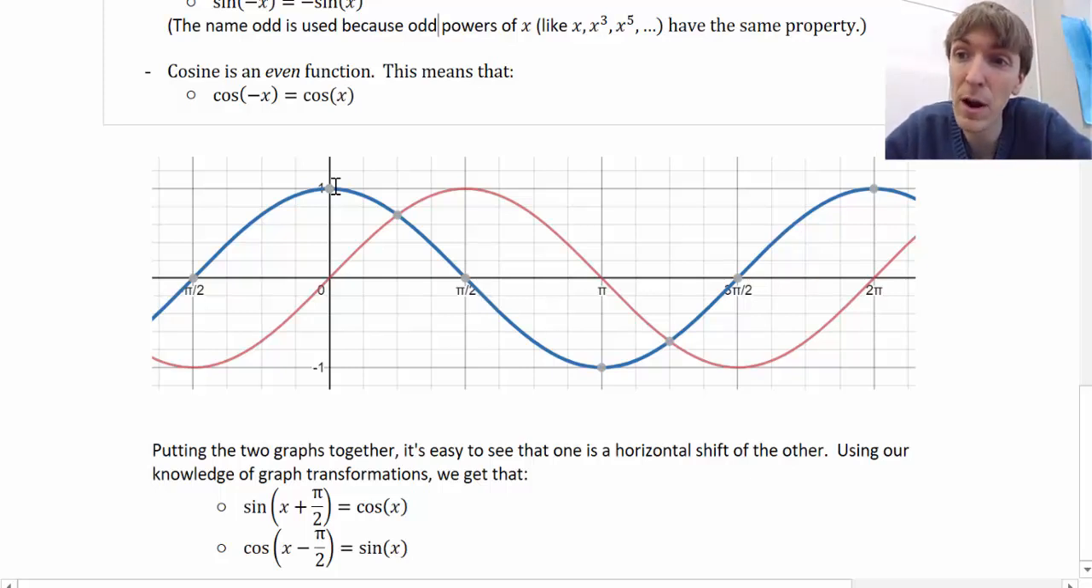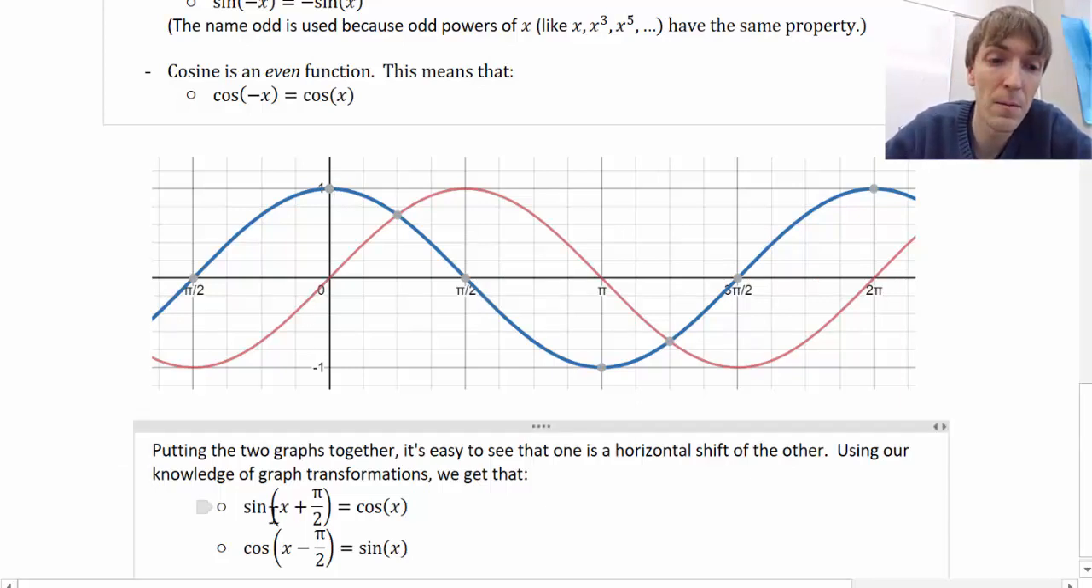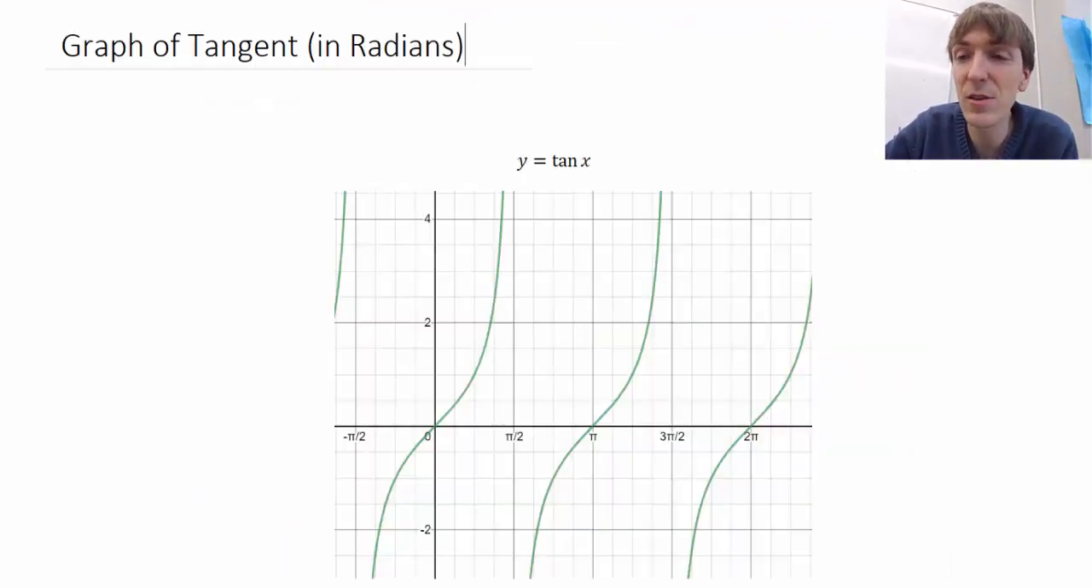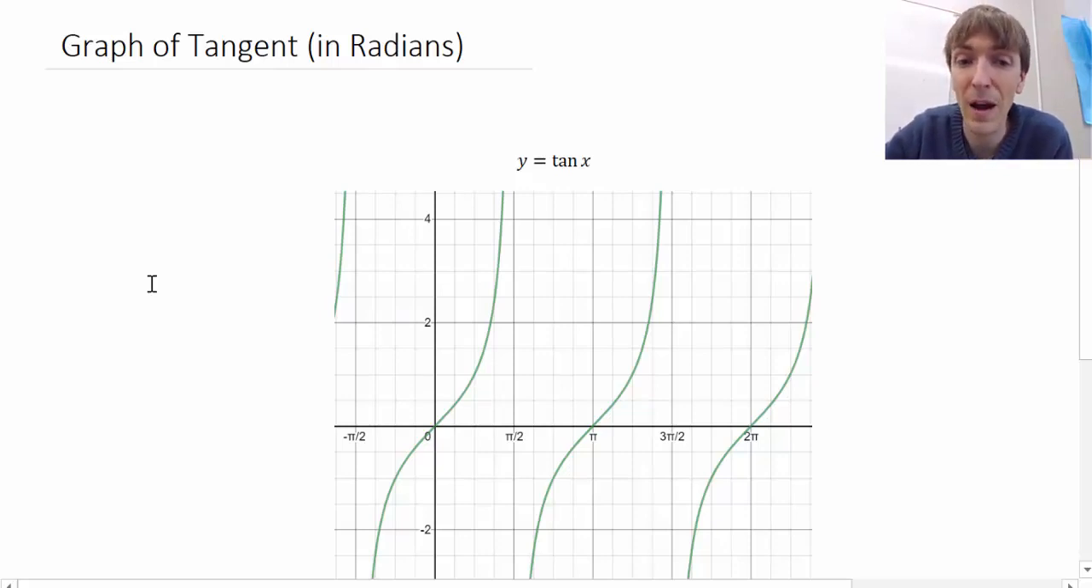But remembering our formulas from graph transformations, which it's been a while, so you may want to look that up, that means that sine of x plus pi over 2, that's shifting sine to the left by pi over 2, I get cosine, and cosine of x minus pi over 2, remember that's shifting it to the right. Remember that horizontal transformations are a little bit backwards, right? I get sine of x if I do that. Okay. All right, so tangent is quite different than both sine and cosine when it comes to the graph, all right?